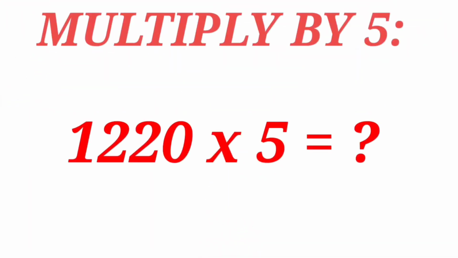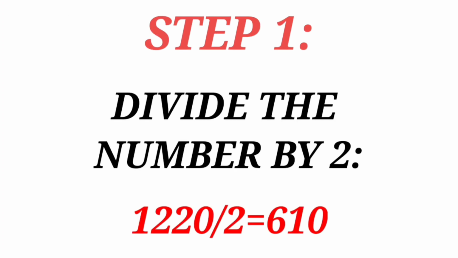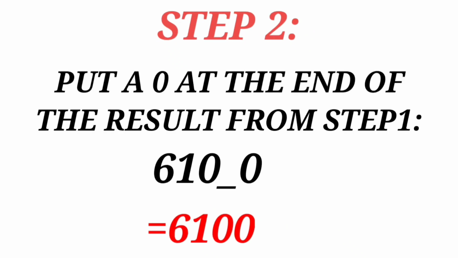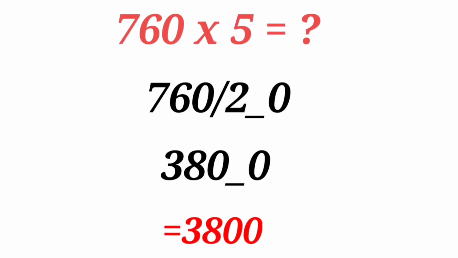Method 6. Now let's see the method to multiply any number by 5. For example, 1220 multiplied by 5. Step 1. Divide the number by 2. So 1220 divided by 2 is 610. Step 2. Put a 0 at the end of the result from step 1. So, 610 and 0 will become 6100. Now let's see another example of this method. Follow these same steps to get the answer.